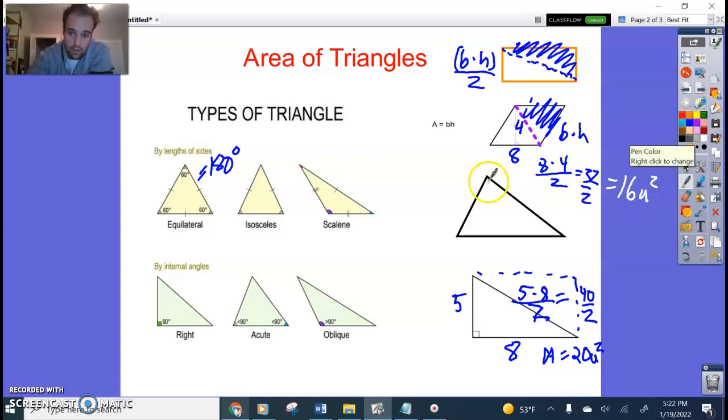Okay. In this triangle right here, if this were 3 and this were 7, you do the same thing, base times height, and then divided by 2.